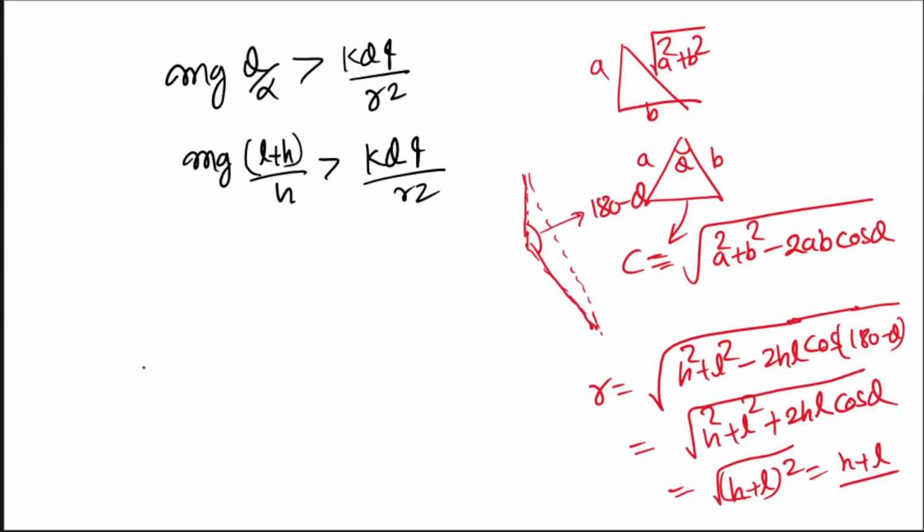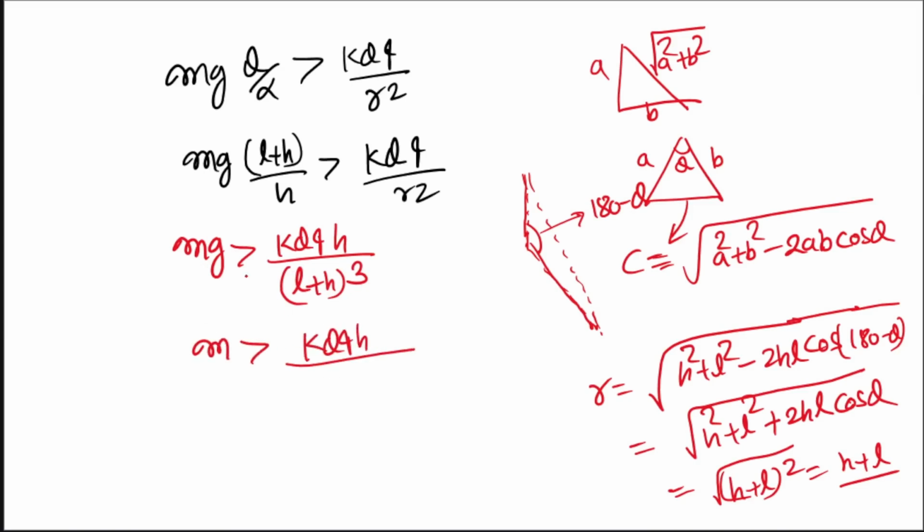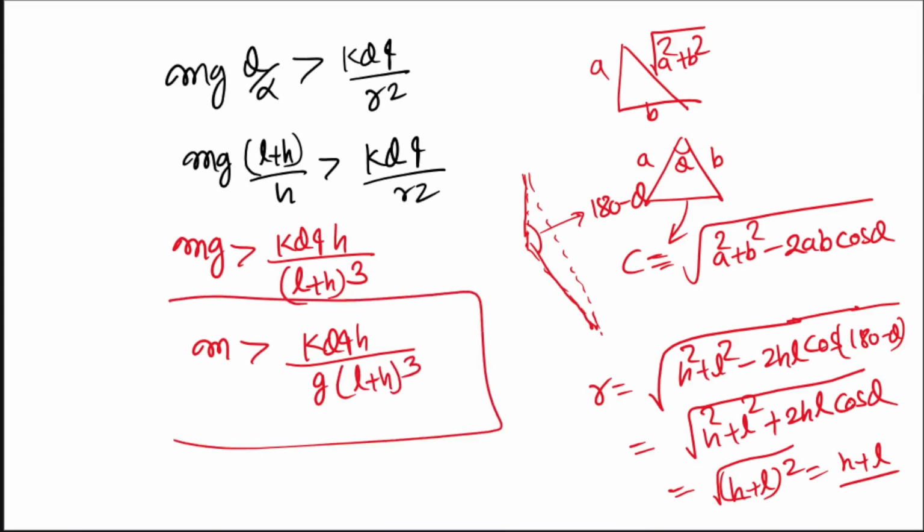So here what will you write as the final answer? mg, this is your how much greater than k q q h divided by r square, which is how much? h plus l whole square. One more l plus h is there, so l plus h whole cube. So m should be greater than k q q h divided by l plus h whole cube. You can break k as 1/4 pi epsilon naught, but I have not done it here. So this will be your answer.